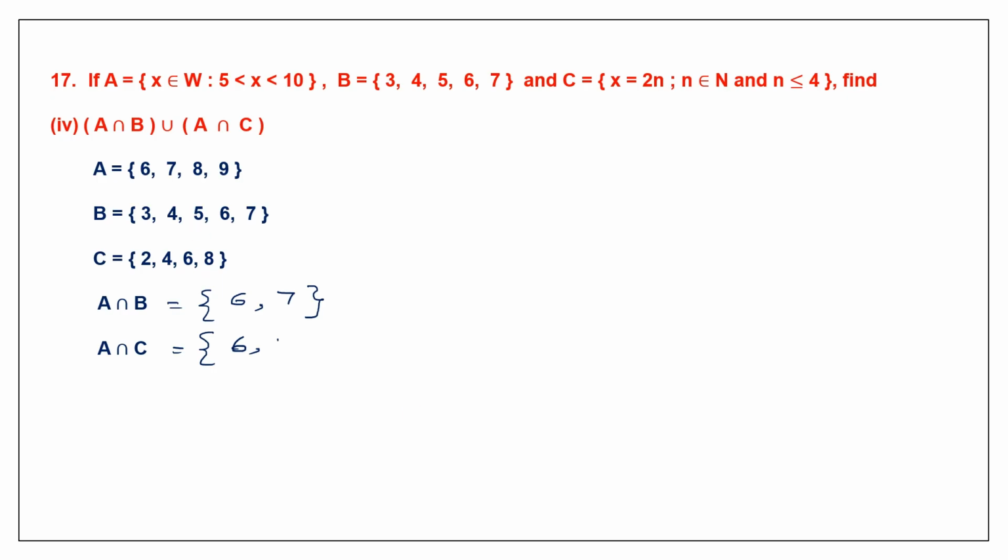So we can write out 8. And 9 is not common, so leave out. So A intersection C also has only two elements, 6 and 8. Now we can find the union of both these sets.